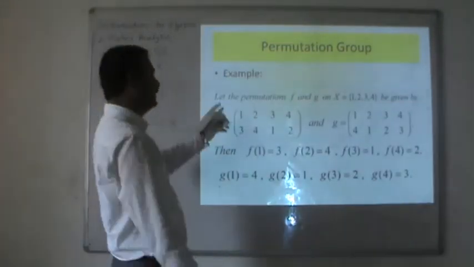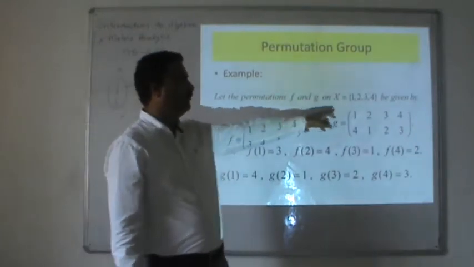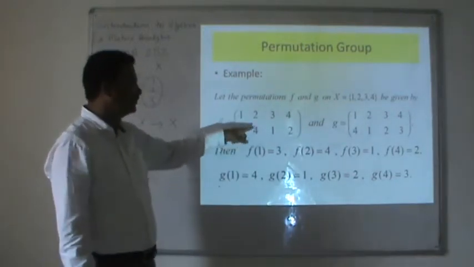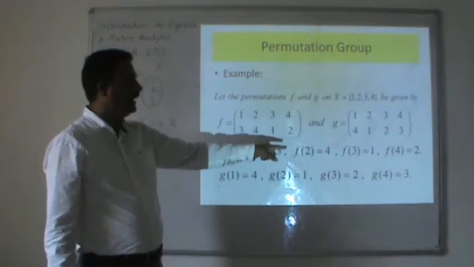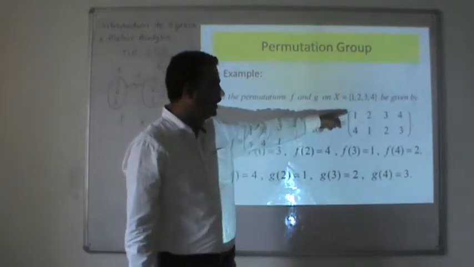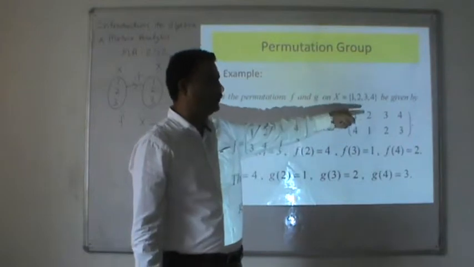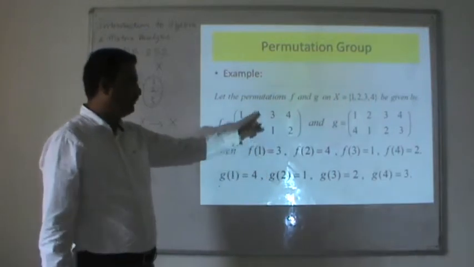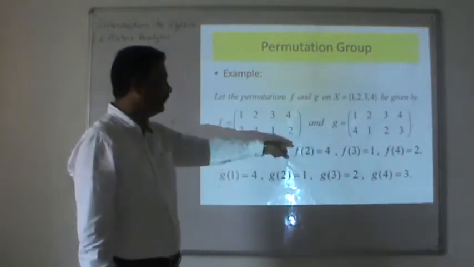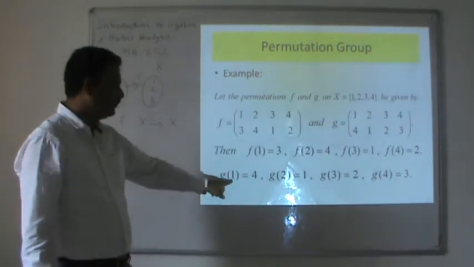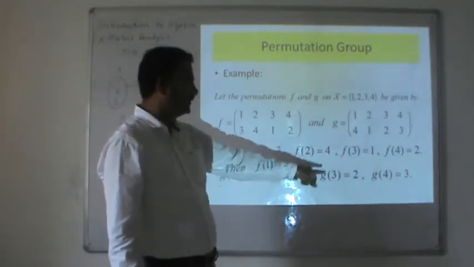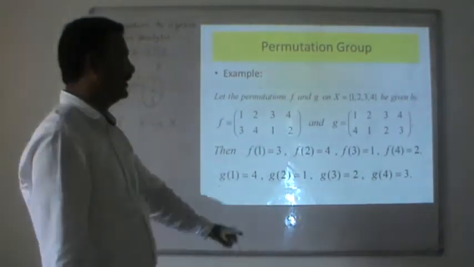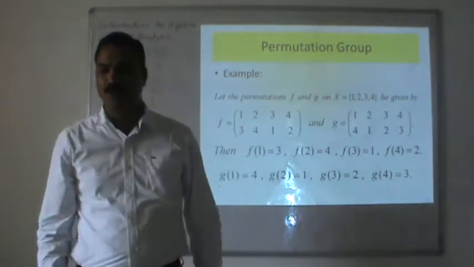Now, let us take an example of permutations f and g on four symbols, 1, 2, 3, 4. It is given by f, where 1 goes to 3, 2 goes to 4, 3 goes to 1, 4 goes to 2. Another permutation is g, where 1 goes to 4, 2 goes to 1, 3 goes to 2, and 4 goes to 3. Then f of 1 is 3, f of 2 is 4, f of 3 is 1, and f of 4 is 2. Similarly, g of 1 is 4, g of 2 is 1, g of 3 is 2, and g of 4 is 3. So these are two permutations defined on a finite set X which consists of four elements.